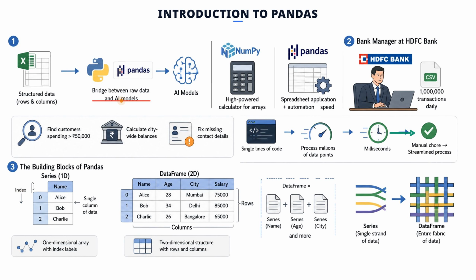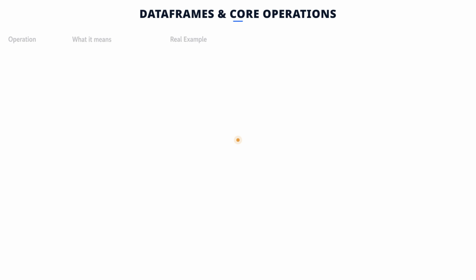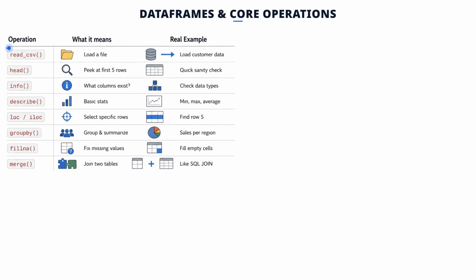Now that we know how this data is structured, let's look at the specific commands we use to manipulate it. Let's dive right into how Pandas actually manipulates these data structures. Here on the left side of the screen, we have a list of the most frequent Pandas commands you'll use in data analysis. Starting from the top, read CSV is your starting point. It's how you load external data files into Python.